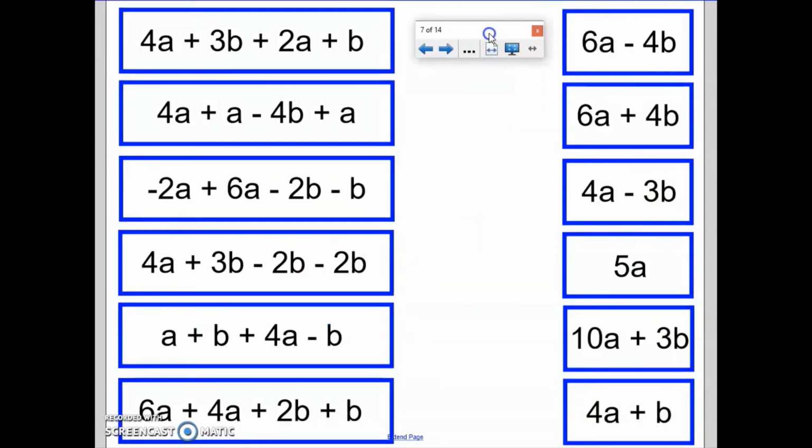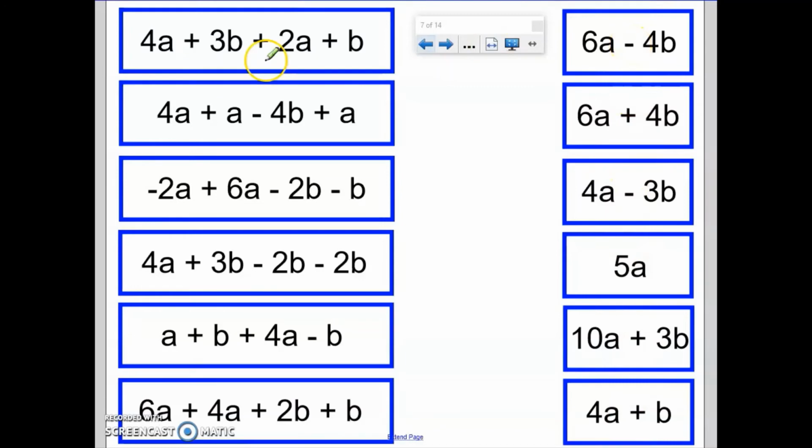Okay, so here's a task for you to have a go at. On the left-hand side of the screen, I've displayed 6 expressions. They all contain a's and b's, but they are not simplified. So for each of those expressions, I'd like you to go ahead and collect the like terms, watching out for those positives and negatives. They should match up to the answers on this side of the screen. So once they've been simplified, you should be able to match these expressions with these expressions.